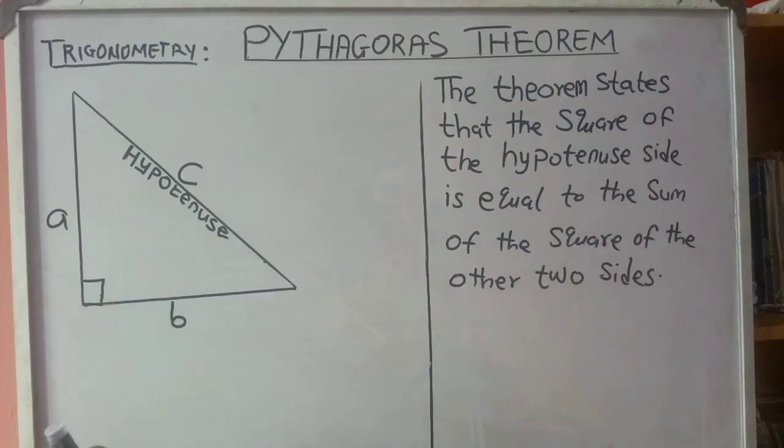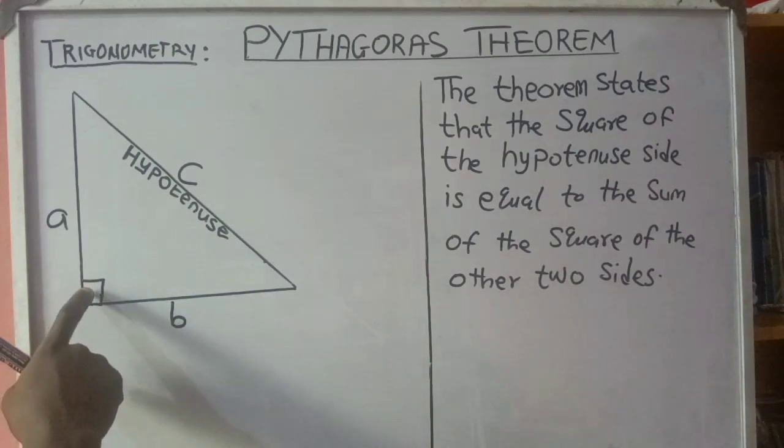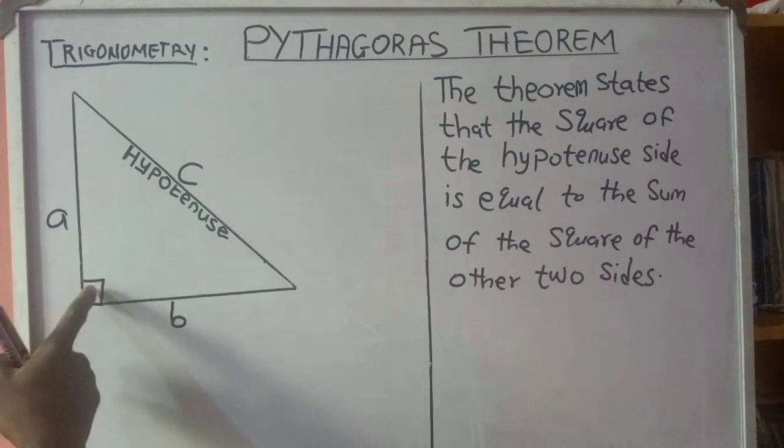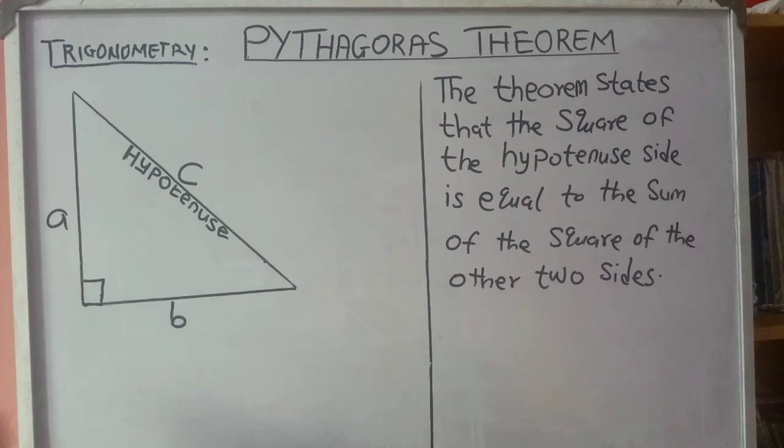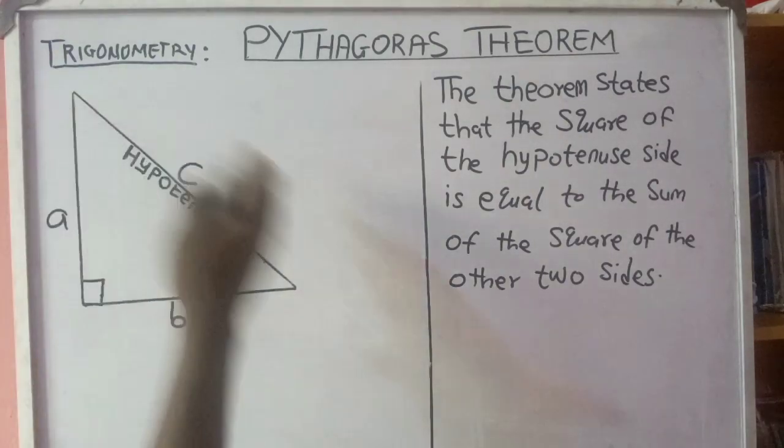Why do we call it a right-angled triangle? Because it contains the right angle. A right angle is 90 degrees. This is a perfect description of it here. And because of the presence of this right angle here, we call it the right-angled triangle.